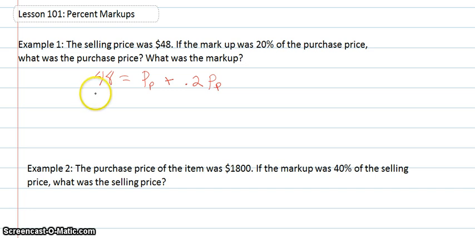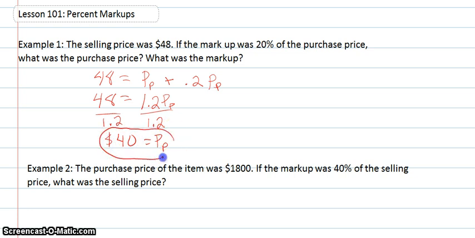So nothing too major. 48 equals, we would add those together because they're like terms, 1.2 P. And then divide both sides by 1.2. So the purchase price is going to be $40. So that was one of the things we needed to find, but it also asked what was the markup.